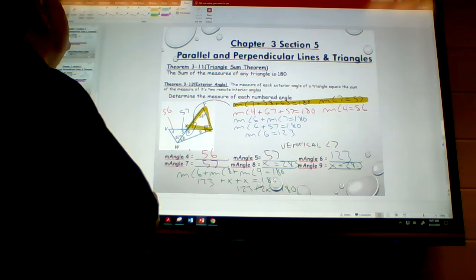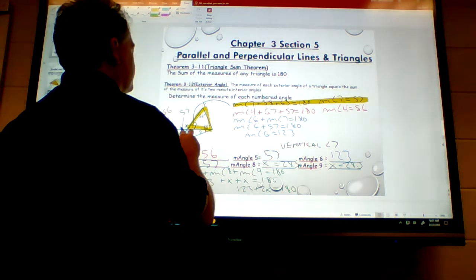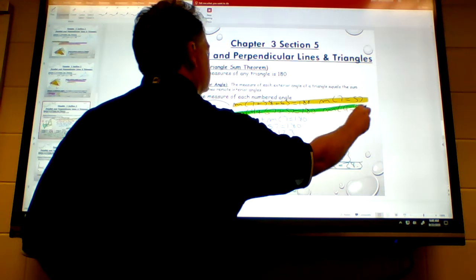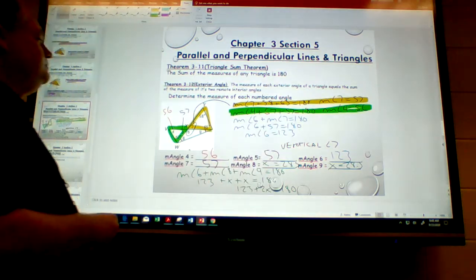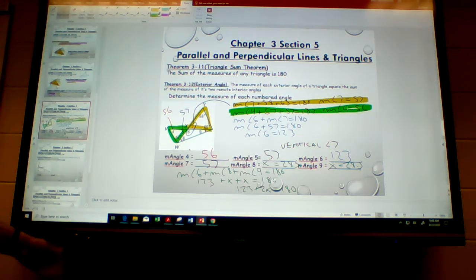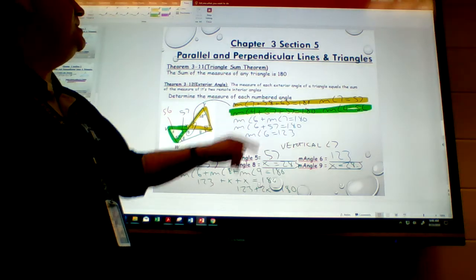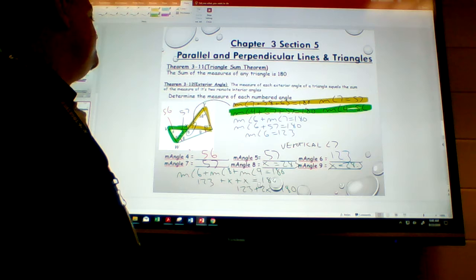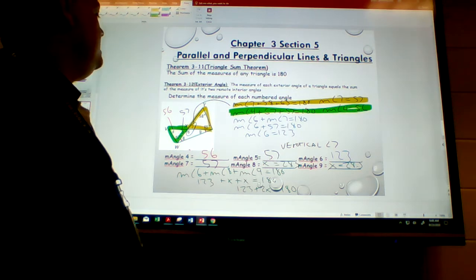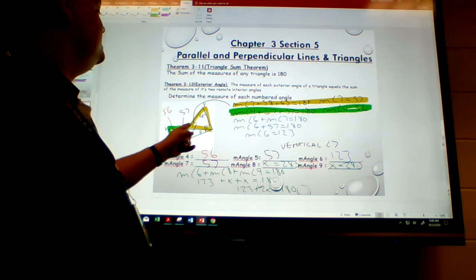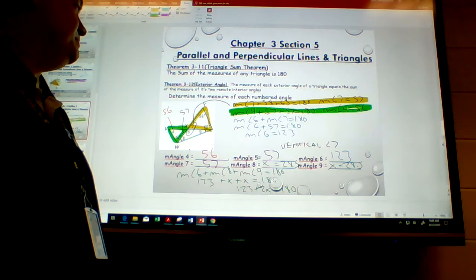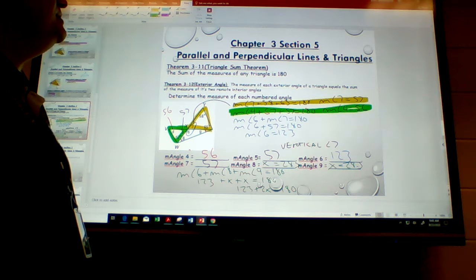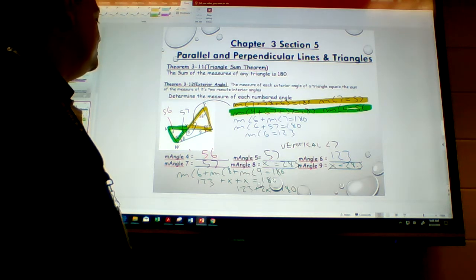Then, let me highlight again, this time the green triangle right there is 180 degrees. So we know that the measure of angle 4 plus 67 plus 57 equals 180. So the measure of angle 4 equals 56 degrees. Then we also know that angles 6 and 7 are supplementary. We could say the same with 5 and 6, but in this case, 6 and 7 are supplementary. So the measure of angle 6 is 123.